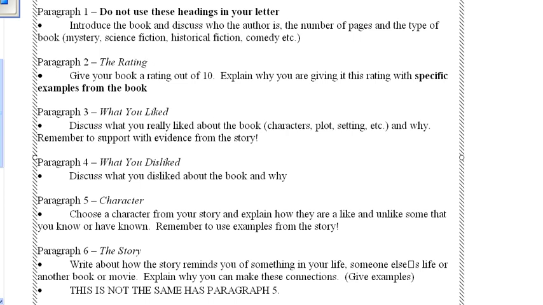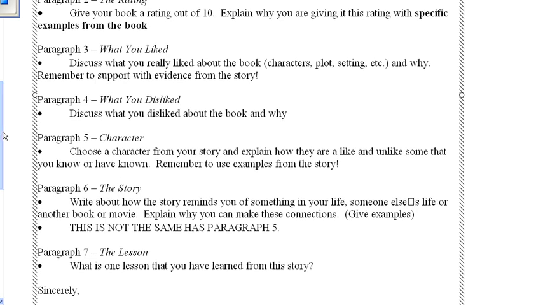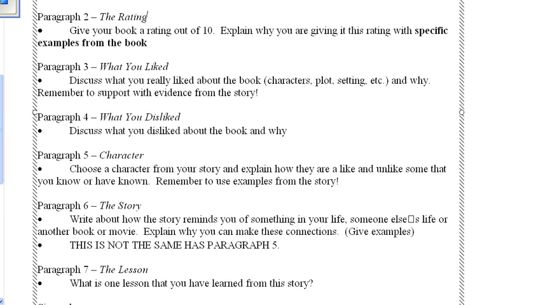Next one is what you liked. Pretty self-explanatory, but tell me what you liked. Did you like the characters? Did you like the plot? Did you like the lovey-dovey stuff? Did you like the action? And tell me why. If there was an awesome action scene, tell me about it. Don't just say I love the action and then leave it.